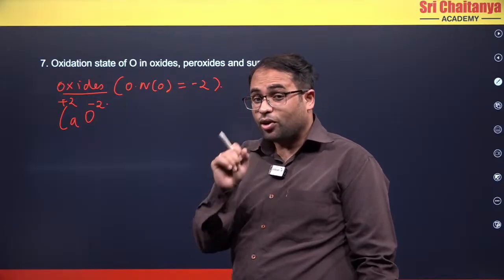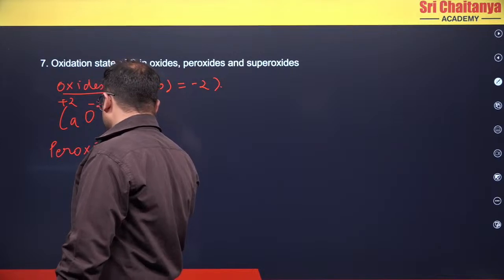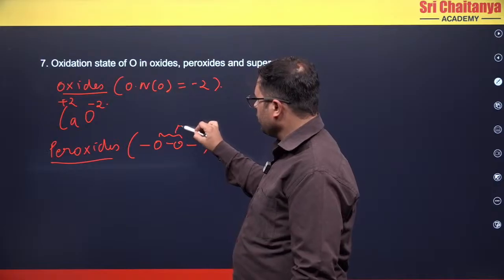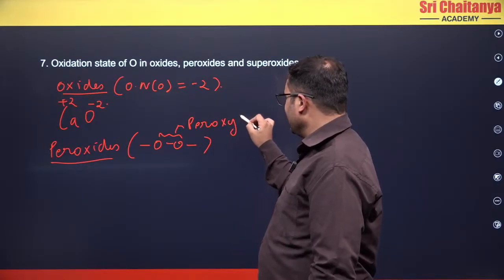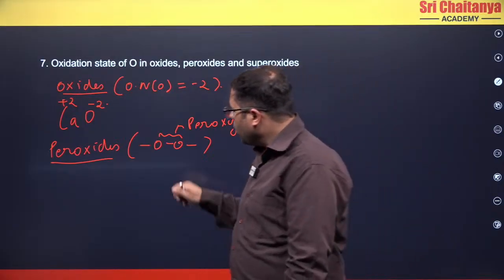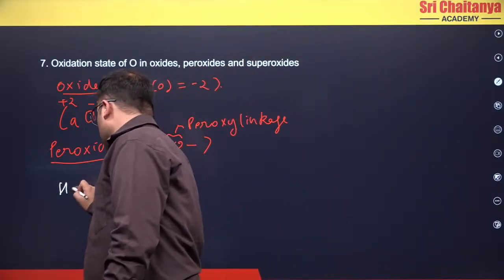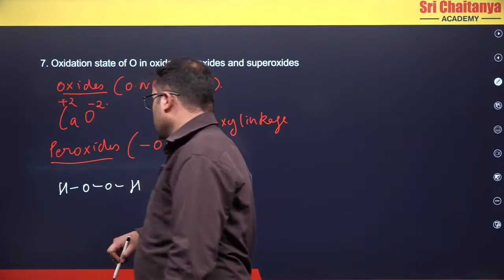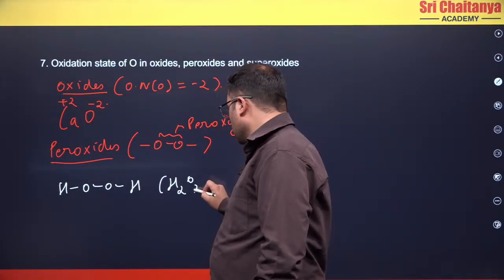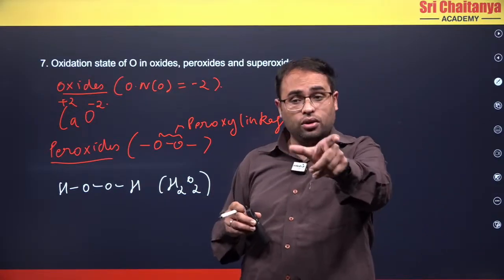But if you talk about peroxides, there is something called the peroxy linkage. The perfect example of this is HOOH. This is called hydrogen peroxide, written in short as H2O2. It is not water, remember, there is a 2 here. So it is H2O2.